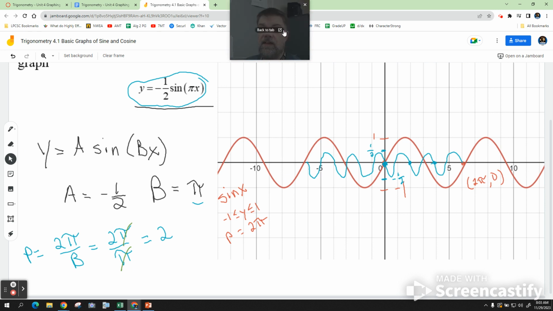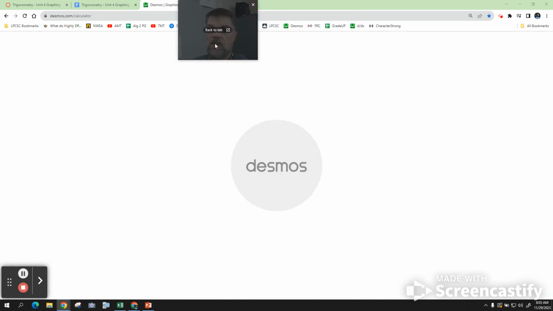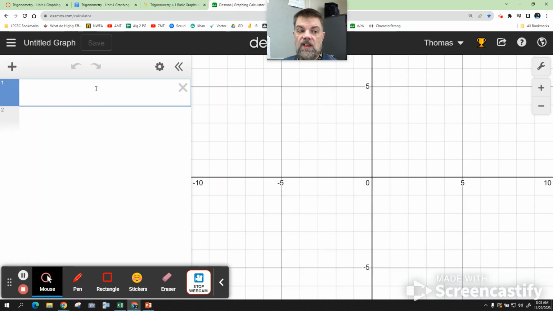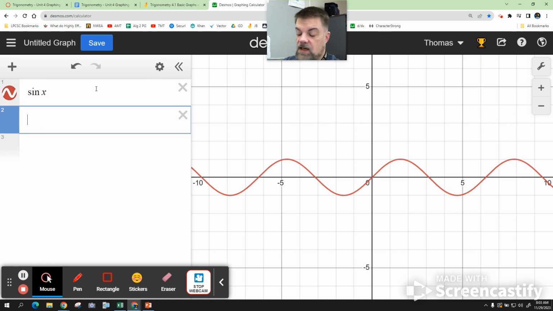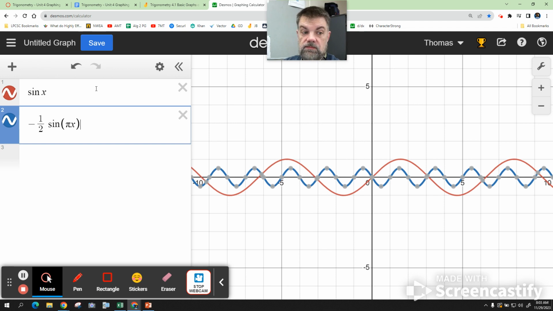Okay, but that's if you sketch it by hand, right? And how can I double check it? Well, I'm just going to plug it into Desmos. I'm going to open another tab, which I shouldn't have done, let me do it this way. I'm going to do sine of x first. That's what we had. And then I'm going to say negative 1 divided by 2 sine of. Now on Desmos, if I type in pi, it automatically switches to pi. And then I put x. Oops, not xo, just x. And as you can see, that's exactly what we have.